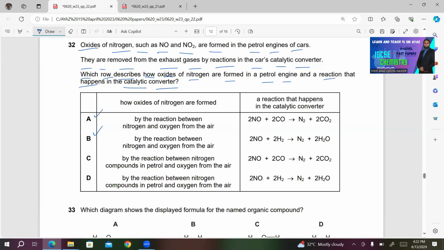Because in this, by the reaction between nitrogen compounds in petrol, we don't have nitrogen compounds in petrol, and oxygen from the air. So C and D, both are incorrect. You see, I've narrowed down the choices. Now it becomes easier to choose the best answer from these two for you. The nitrogen monoxide must be reacting with carbon monoxide to produce nitrogen gas, N2, and CO2. So A must be the right answer in this case.